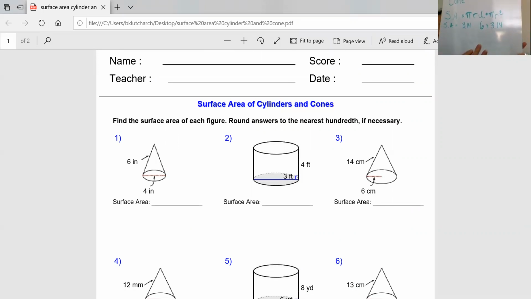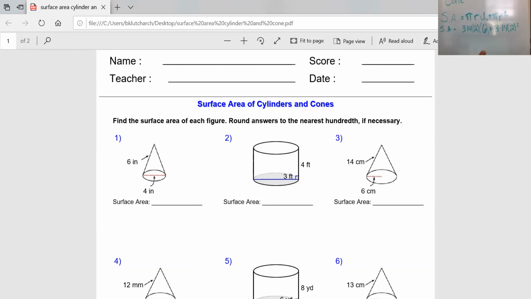But then I need to find what my radius is. Well, you can see here in number 1, what are they giving me? That's right, the diameter. So I need to divide that by 2 to get the radius. So this is going to be, oh, not 3, 2, and this is going to be 2 squared. So now I have the surface area equals 3.14 times 2 times 6 plus 3.14 times 2 squared.